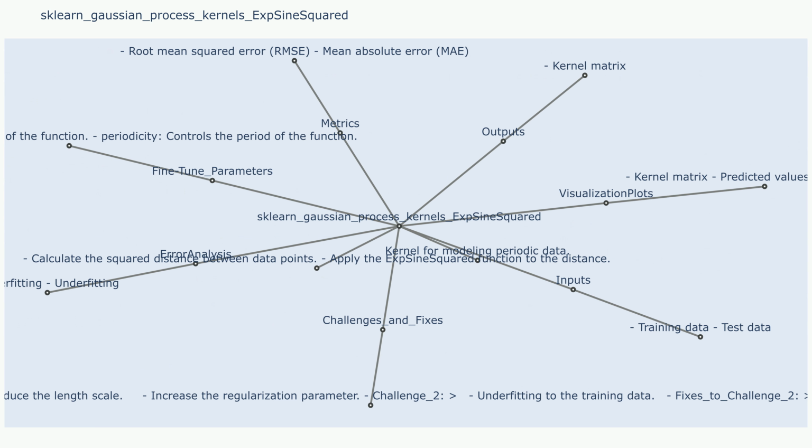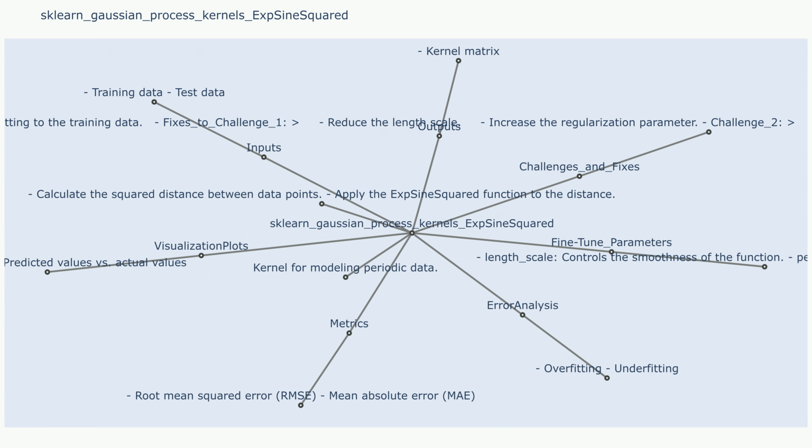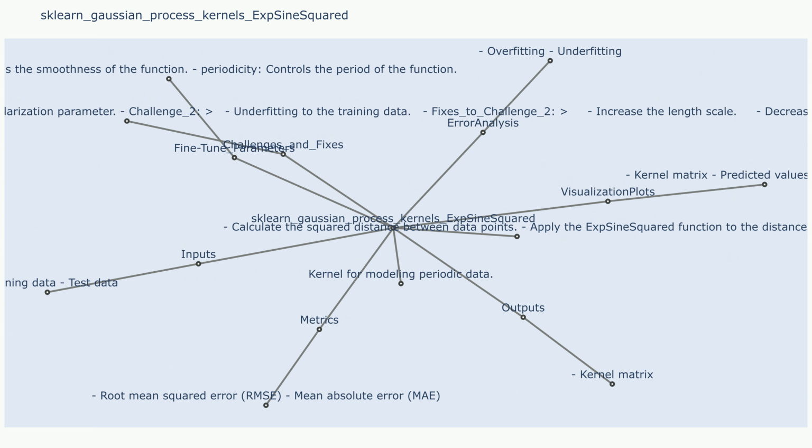Calculate the sine of twice pi times the difference between the input points divided by the period, sin(2 * pi * (x1 - x2) / period). Square the sine value, sin^2(2 * pi * (x1 - x2) / period). Multiply the exponential value and the squared sine value to obtain the kernel value, exp(-(x1 - x2)^2 / (2 * length_scale^2)) * sin^2(2 * pi * (x1 - x2) / period).